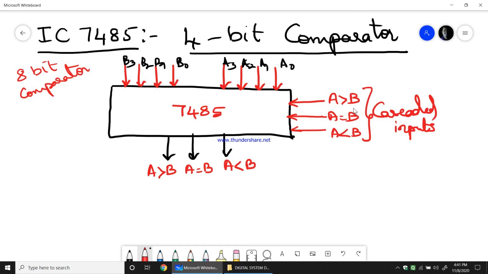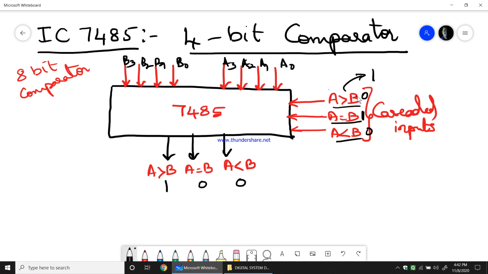But here, when the cascaded input needs to work, I should see that this A equals B will always be 1, whereas these two will be zeros. The reason is, if A greater than B is made high, you are trying to say that A is greater than B. So when this cascaded input A greater than B is high, your comparator 7485 will nowhere compare A3 to A0 with B3 to B0. Directly it always gives an output as 100, because you made the cascaded input A greater than B high.